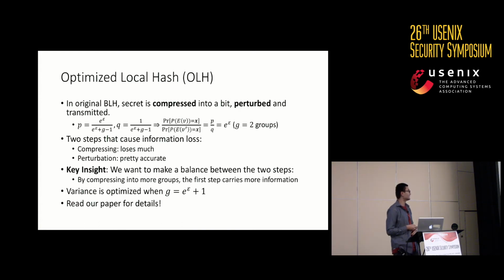first compressing into more groups. As a result, we have G equals e to the epsilon plus 1. The technique here is fairly simple, just partial derivative. If you are interested, please read our paper for details.